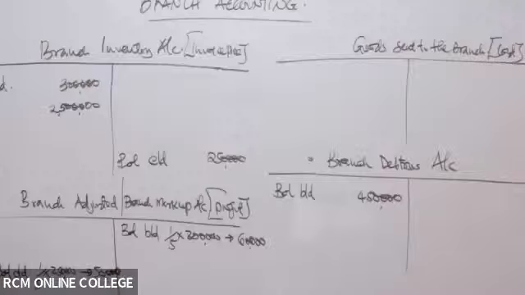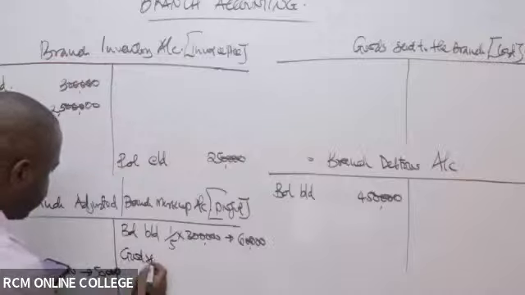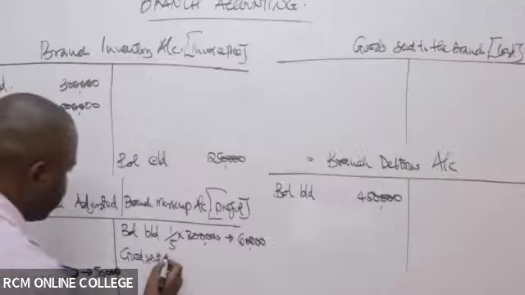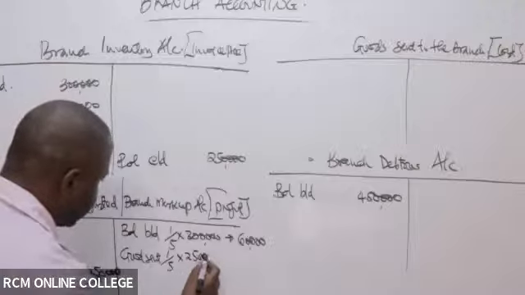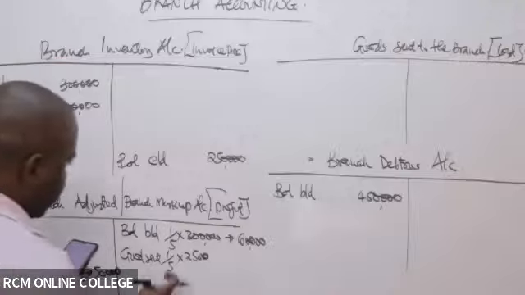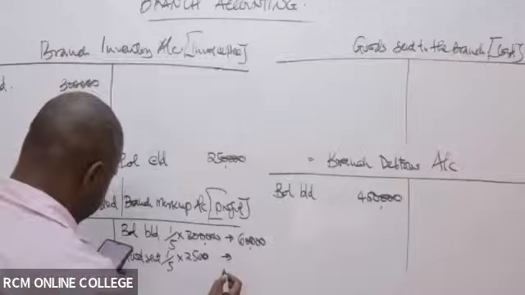The profit element will be on the goods sent to the branch. And of course, we've already determined it is exactly a fifth. So you'll take a fifth of the 2.5 million. If you can see there, they are indicating you credit the branch markup and you credit the goods sent to the branch. A fifth of this comes to 500,000.